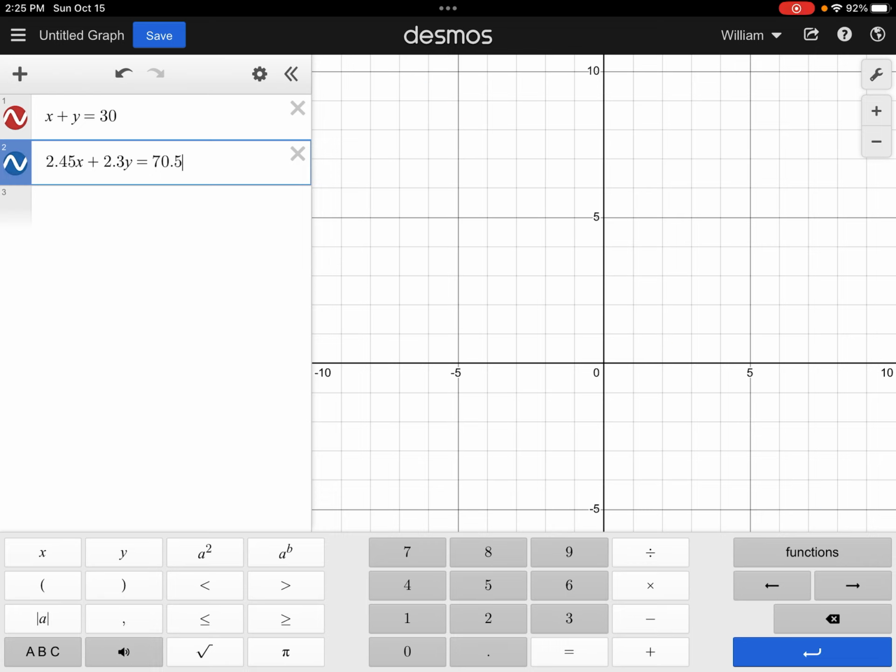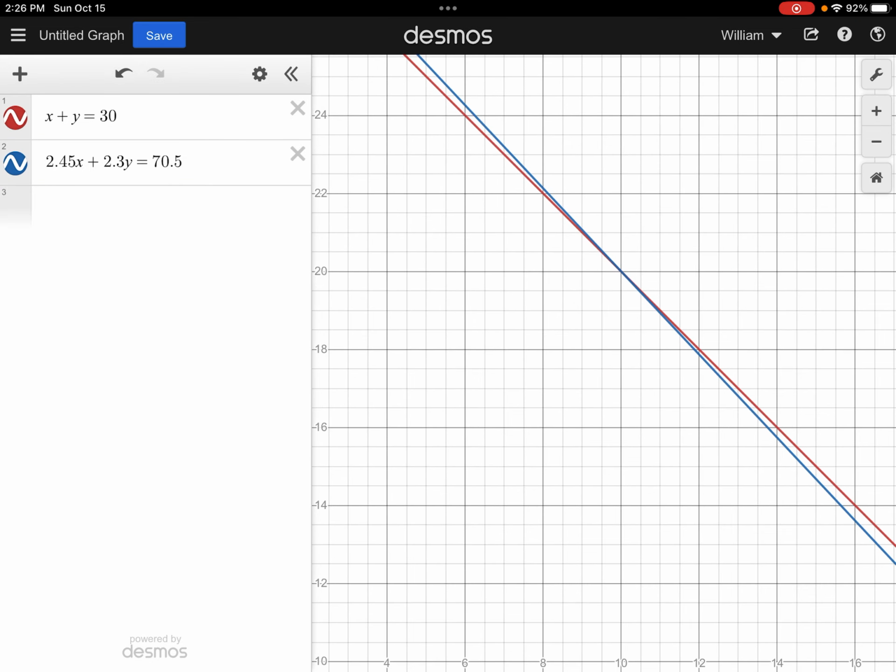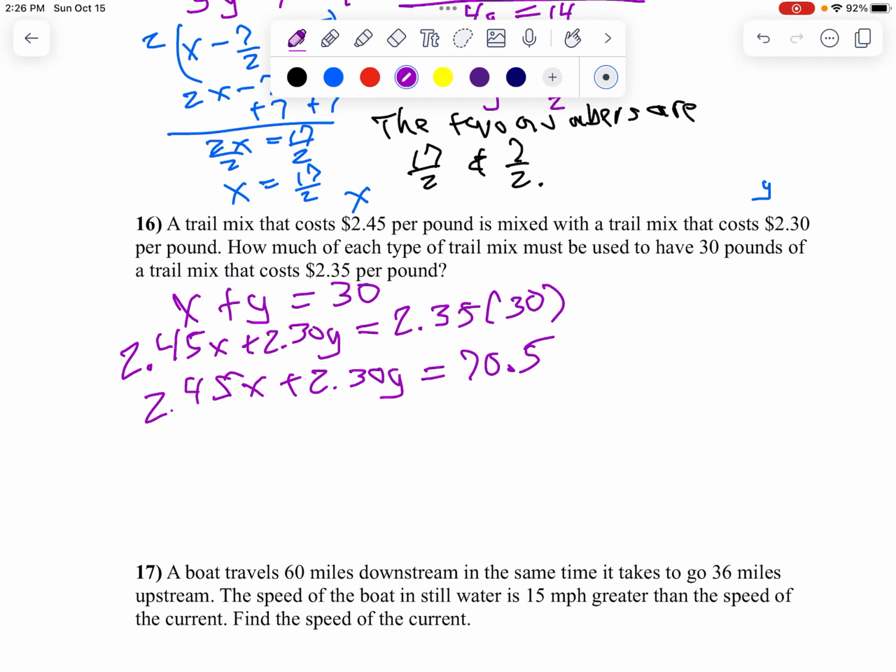And of course, these are kind of big numbers, so I'm not going to see them all. So I want to click on here where they intersect. They intersect at 10 and 20. Remember, 10 was the 2.45. So I'm going to say, as a complete sentence, I want to write this out.